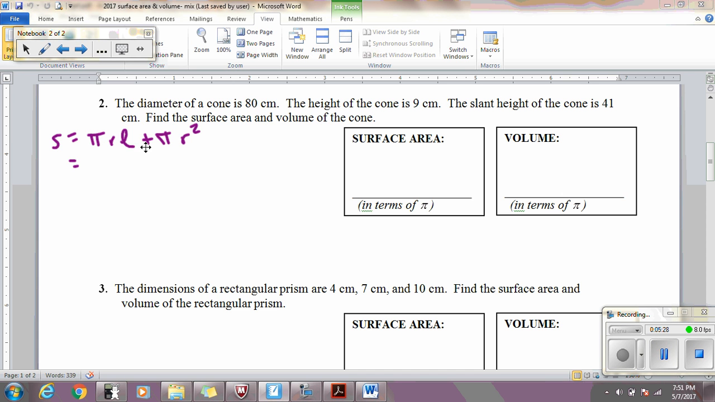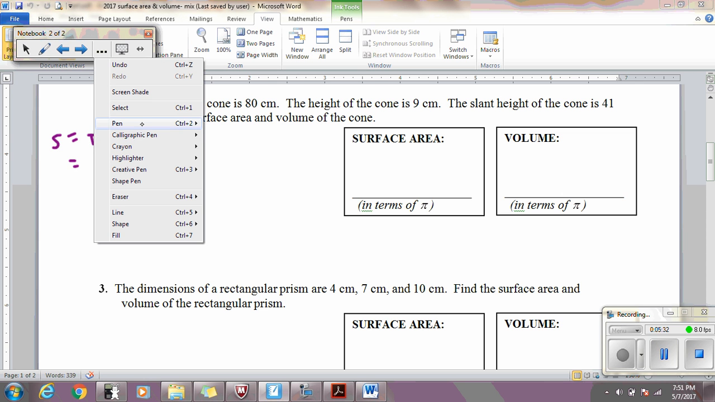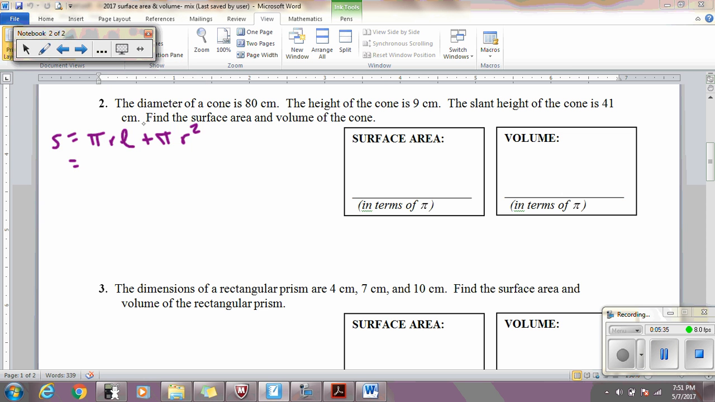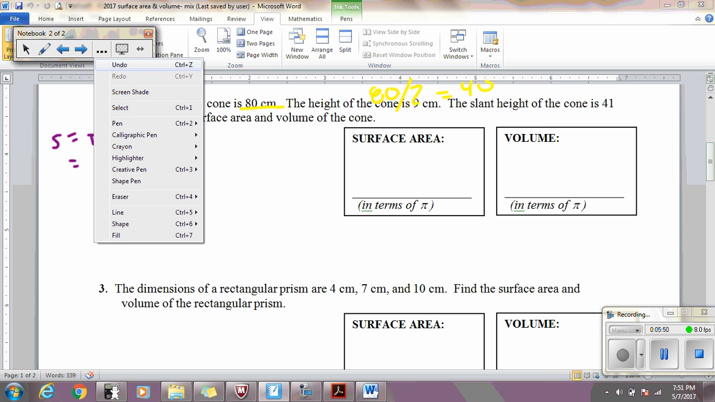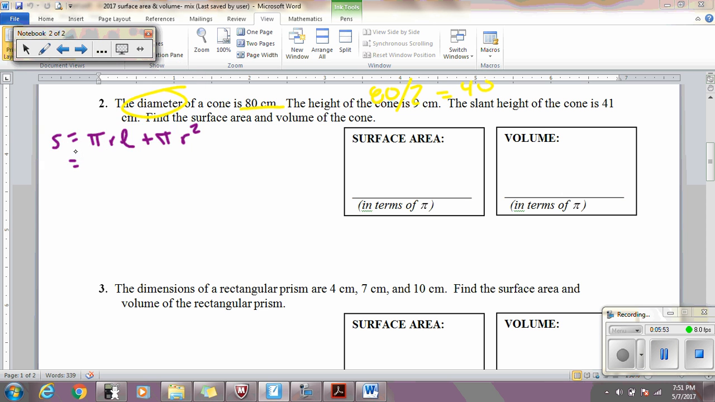Okay, so if the diameter is 80, we would take 80 divided by 2 to find our radius, which is 40. So it's pi times 40. It told us our slant height was 41 plus pi times 40 squared.